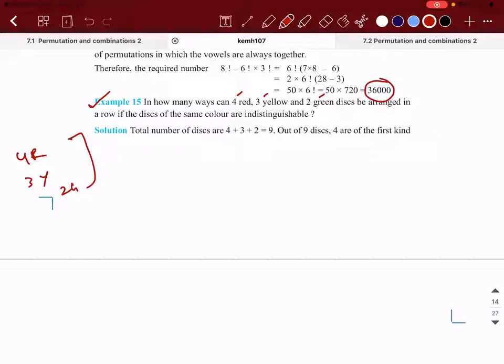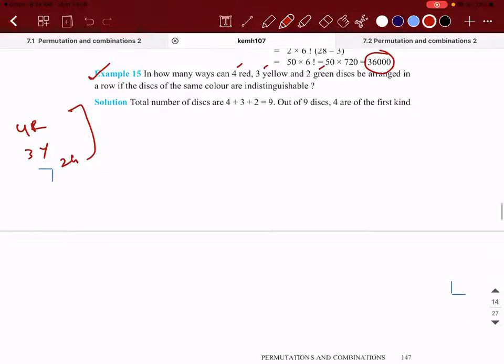Guys, my pencil is not writing. Just a minute, I need to charge it. So 9 factorial divided by 4 factorial into 3 factorial into 2 factorial. That's the answer.